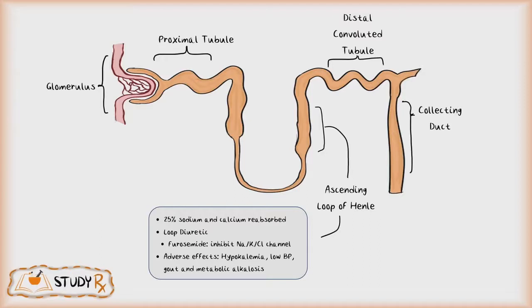As I mentioned earlier, there is 25% reabsorption, so inhibiting this channel will increase the sodium in the urine, also potassium, and that's how we make the connection for hypokalemia.